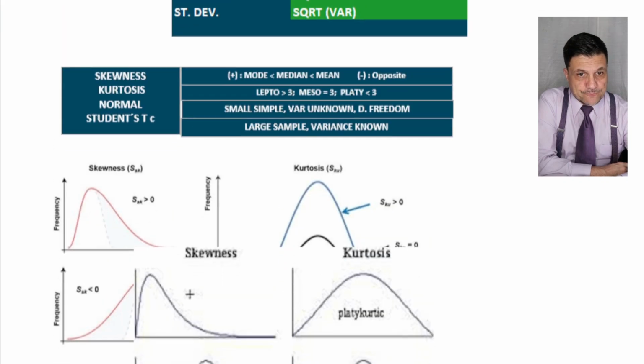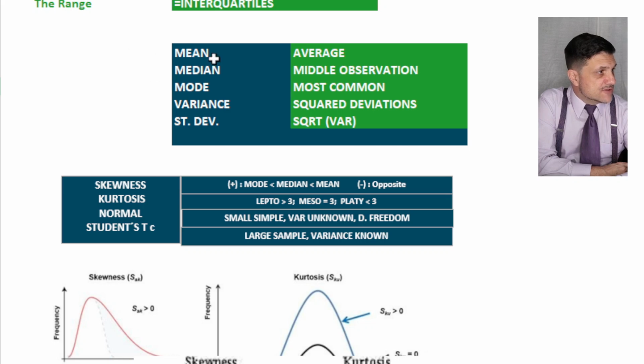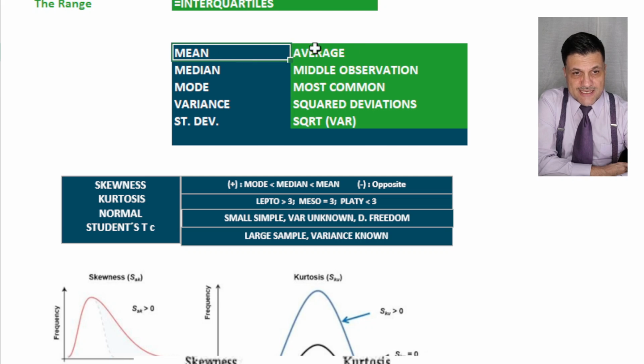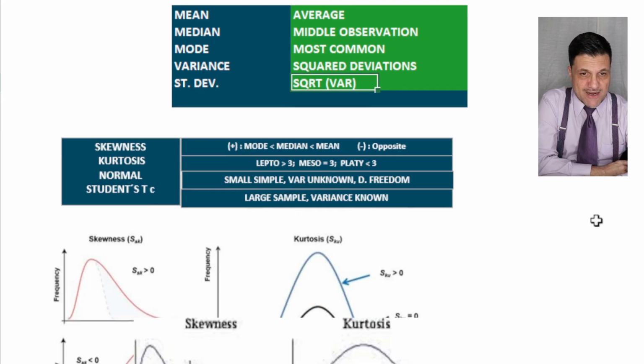Now, let's talk about those specific measurements here. Mean, median, mode, variance, standard deviation, I already mentioned to you. The mean is the average, the expected. The median is the middle observation. The mode is the most common. The variance is the average of the square deviations, I should say. And the standard deviation is the square root of the variance, right? So it's good to remind you of that.